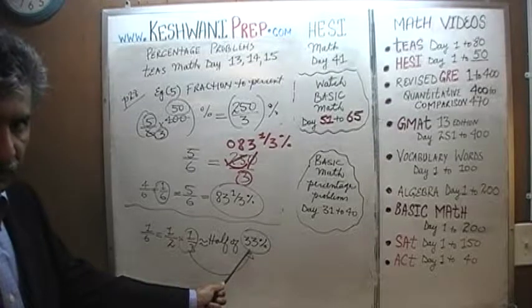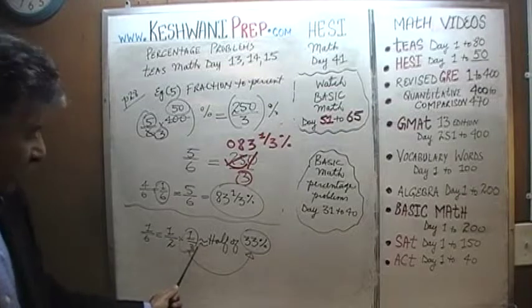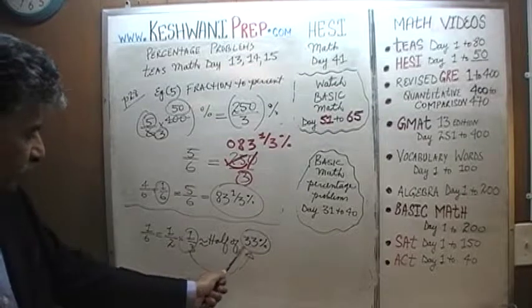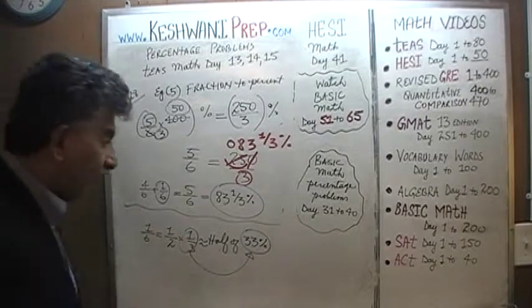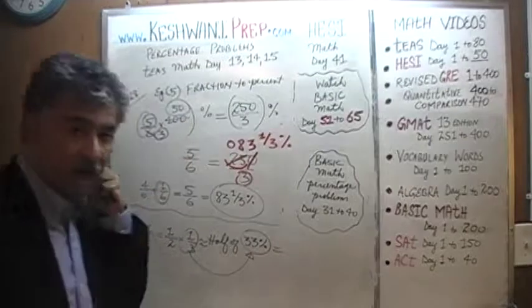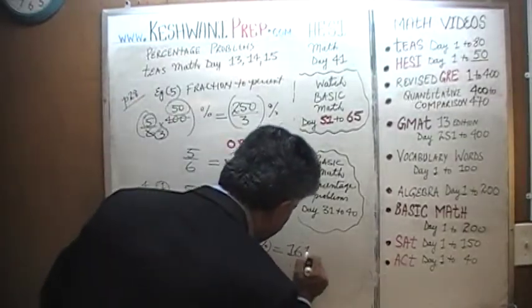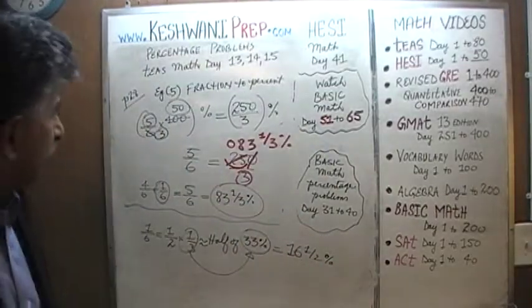Half of 32 is 16. If half of 32 is 16, then half of 1/3, which is approximately half of 33%, half of 33 would have to be 16.5. Are you with me in this story so far? Let's continue.